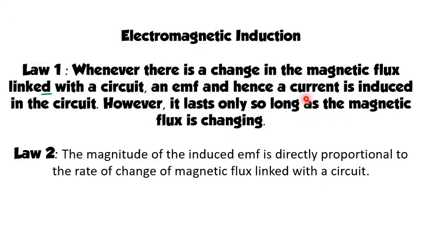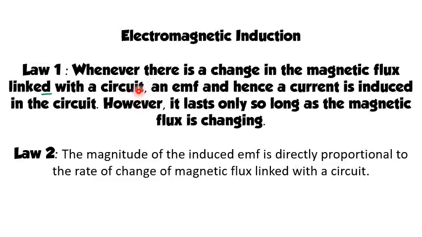So we have two laws of electromagnetic induction. The first is, whenever there is a change in magnetic flux linked with a circuit, an EMF and hence a current is induced in the circuit. However, it lasts only so long as the magnetic flux is changing. So current will only flow if the flux changes. If the flux stops changing, then current will also stop flowing. So the first law tells you the meaning of electromagnetic induction.